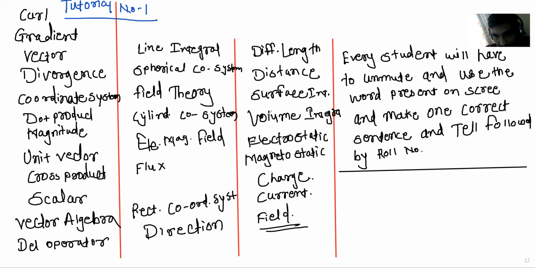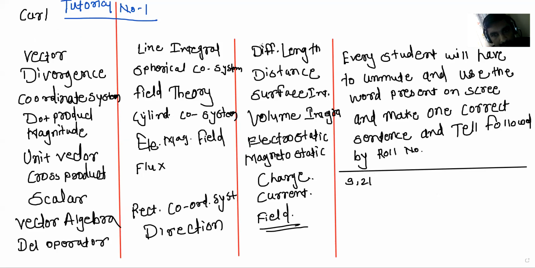Gradient. The del operates on a scalar, and the result is a vector quantity. It's called a gradient. Gradient is a vector quantity. Okay. Your roll number? 21. 21. Okay. Great. Next.